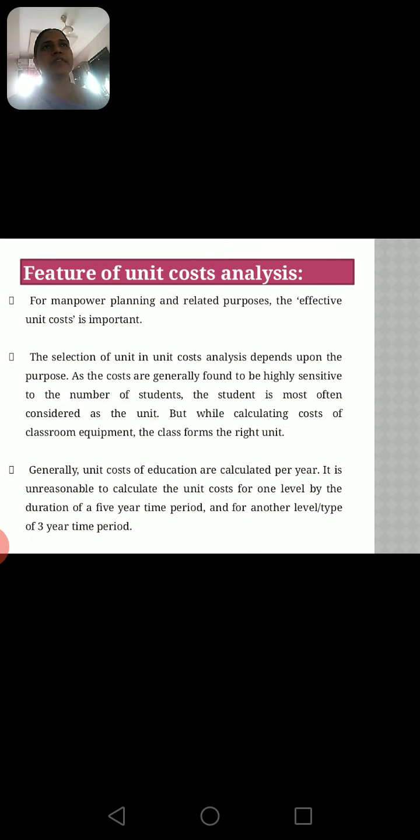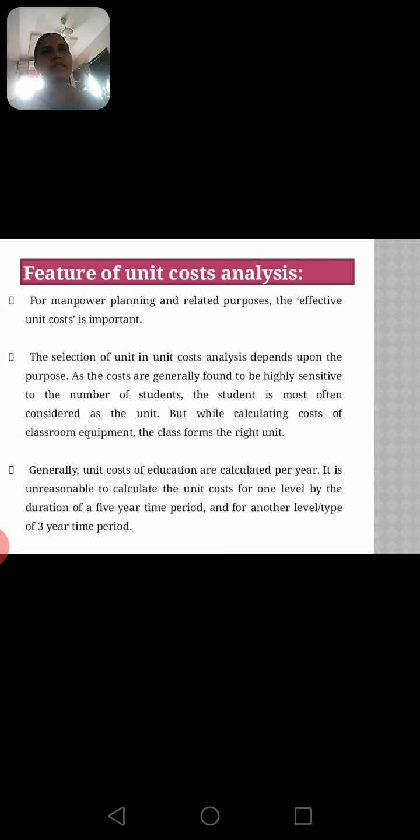Features of unit cost analysis. There are some features to calculate the unit cost of analysis. First, for manpower planning and related purposes, the effective unit cost is important.